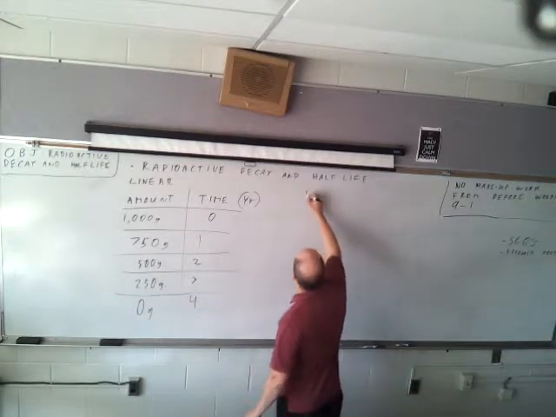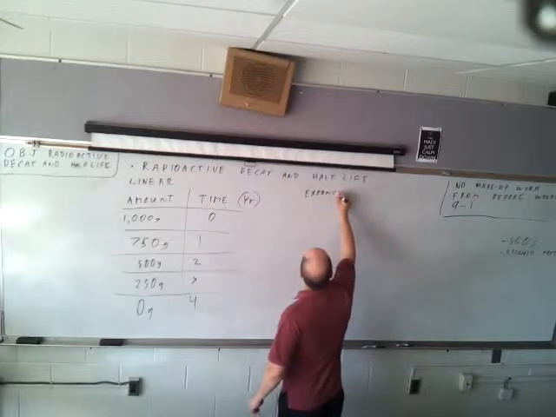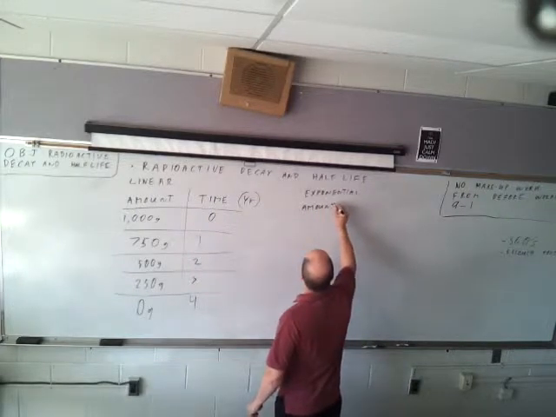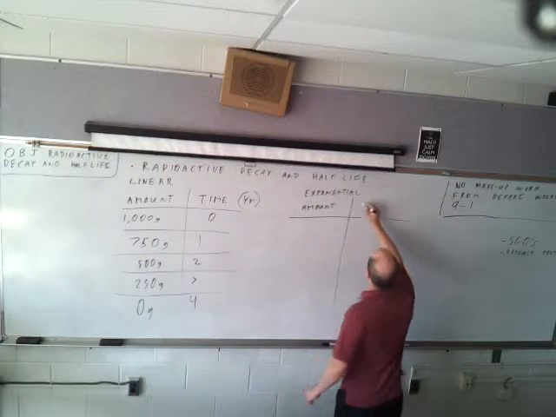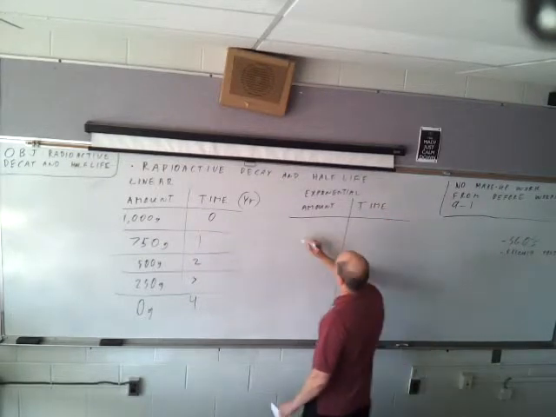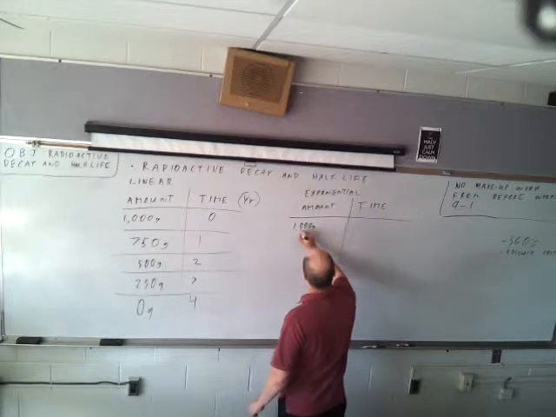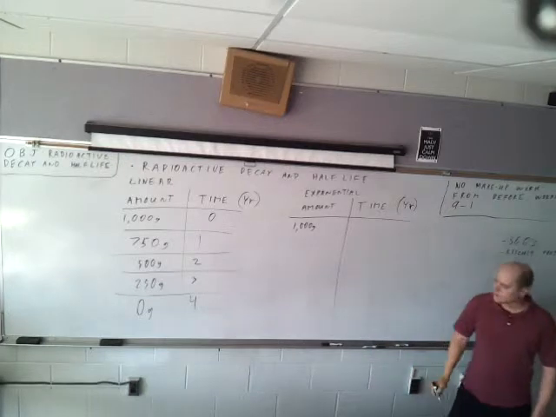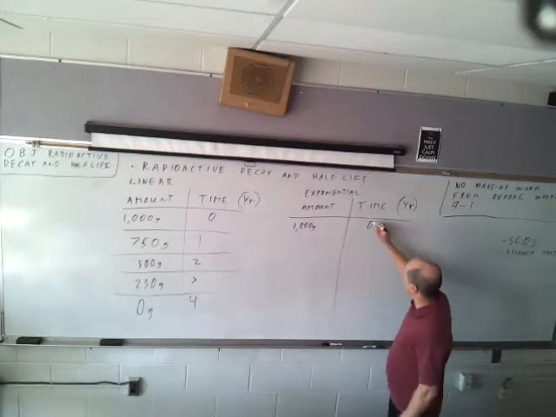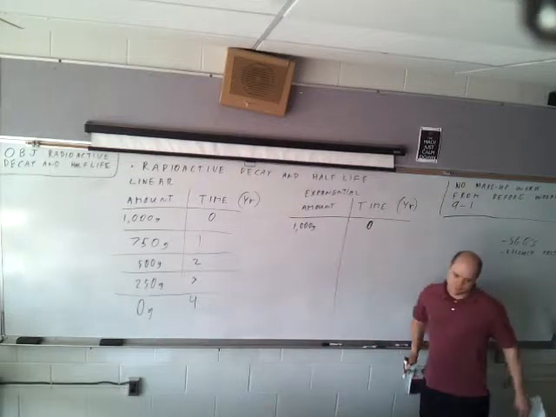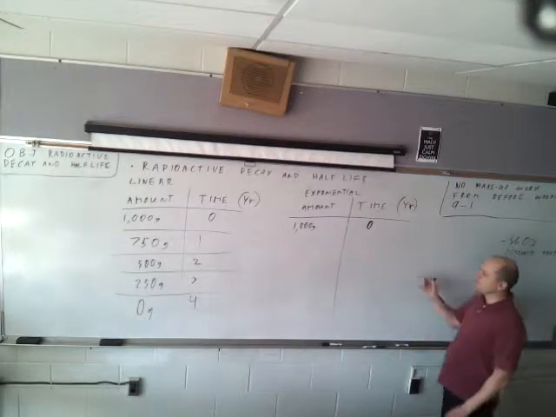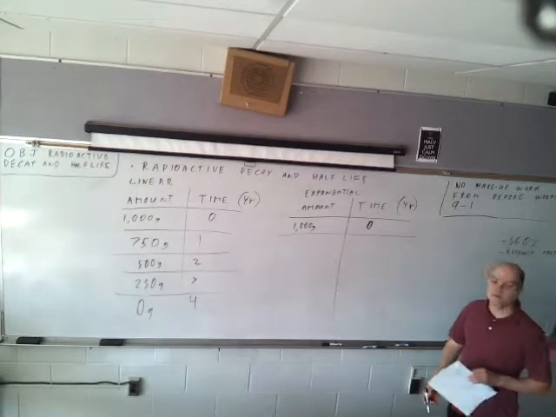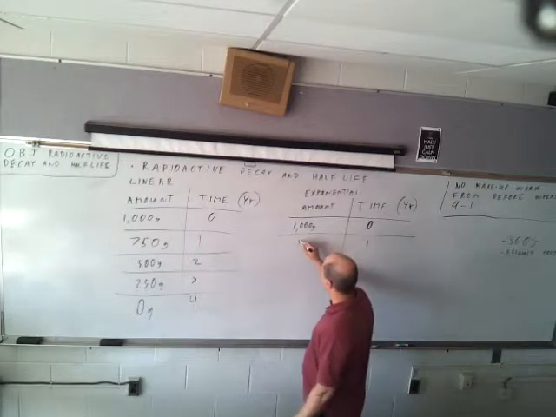So I'll show you what exponential looks like. All right, so we'll do amount and time. Let's start with our same 1,000 grams of the substance. We'll do years again. So we'll start with our 1,000 grams at time 0. And what will happen is after a certain period of time, and we're going to go with 1 year again, half of the substance is going to be gone. So after 1 year, we have half of it left, 500 grams.